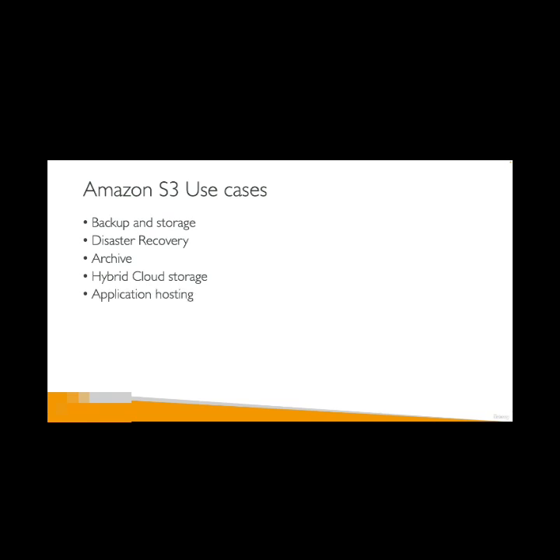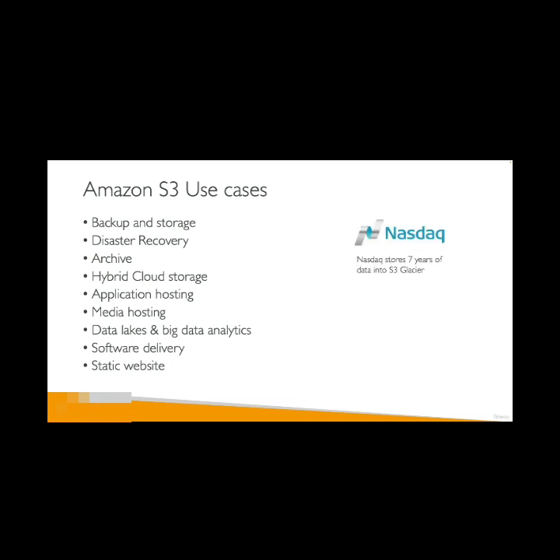To host applications, to host media such as video files, images, and so on. To have a data lake, so to store a lot of data and to perform big data analytics. For delivering software updates, for hosting static websites, and so on. Two use cases: the NASDAQ stores 7 years of data into the S3 Glacier service, which is like the archival service of Amazon S3, and Cisco runs analytics on its data and gains business insights from Amazon S3.